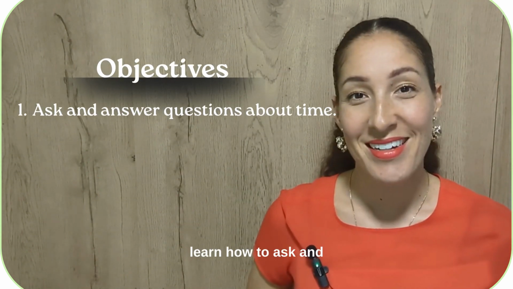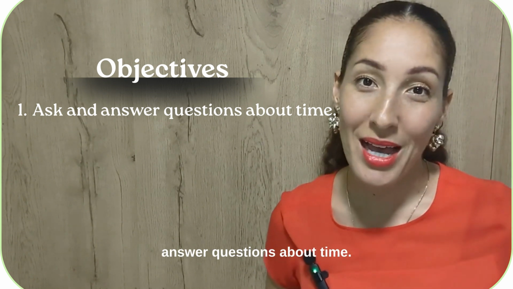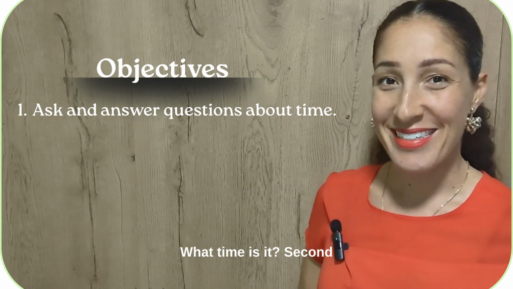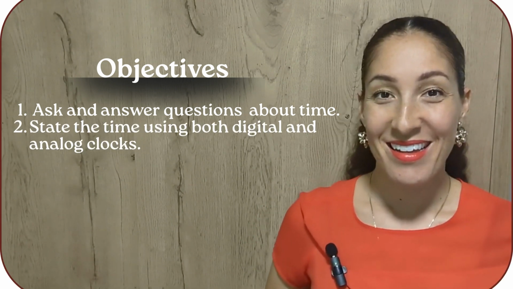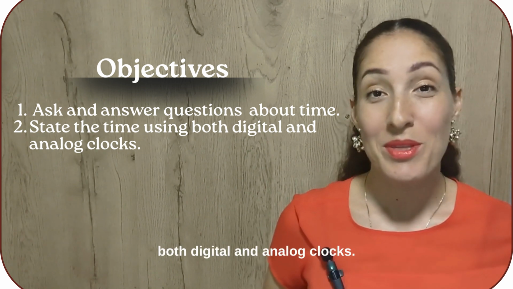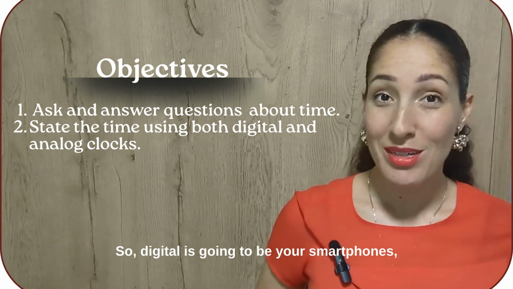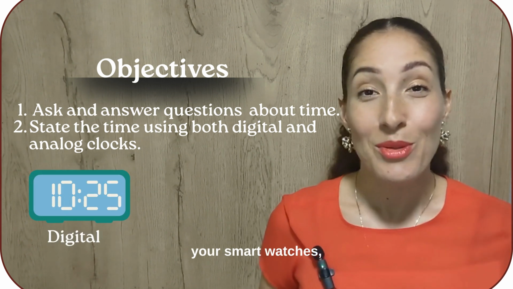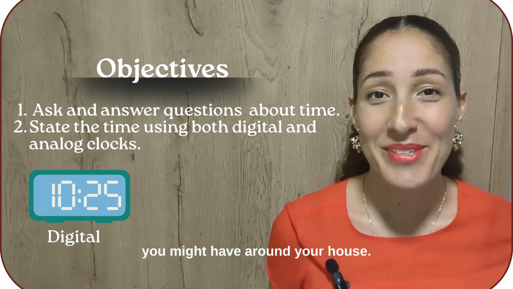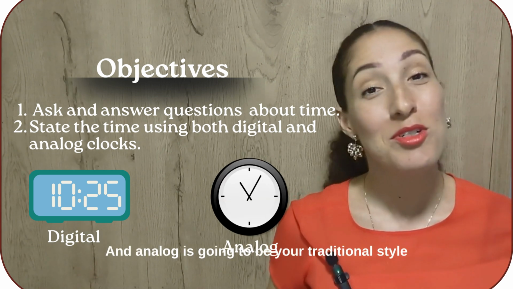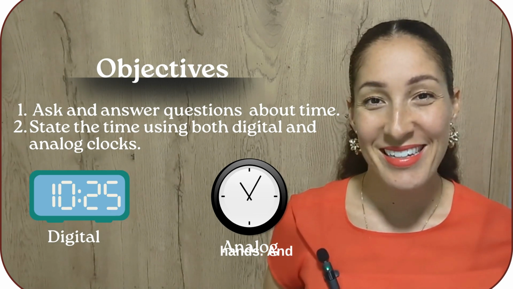First objective, learn how to ask and answer questions about time. What time is it? Second objective, say the time using both digital and analog clocks. So digital is going to be your smartphones, your smartwatches, and digital clocks you might have around your house. And analog is going to be your traditional style clock and watches that have moving hands.